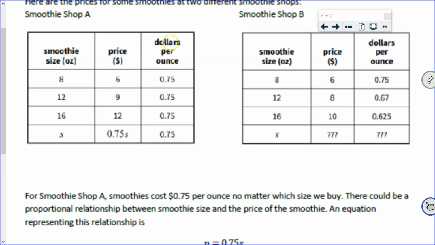A is going to be the one that's proportional because it has a constant dollars per ounce. And if it has a constant dollars per ounce, guess what that means? It has a constant of proportionality because it's the unit rate here. And here, these are all different unit rates, and so we don't have a constant of proportionality.